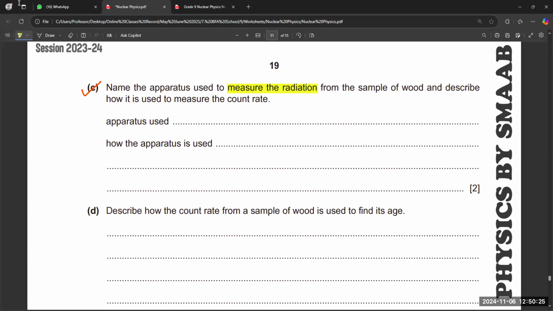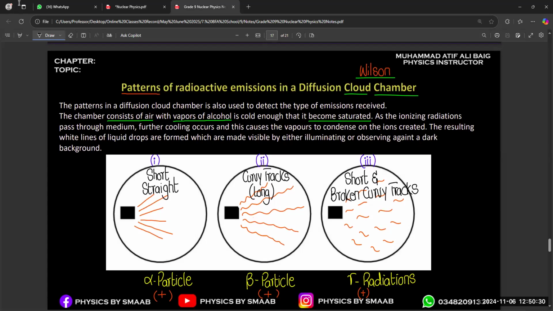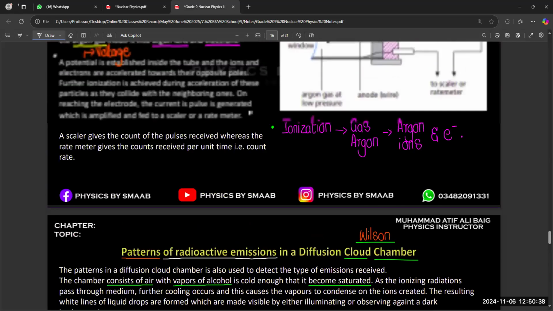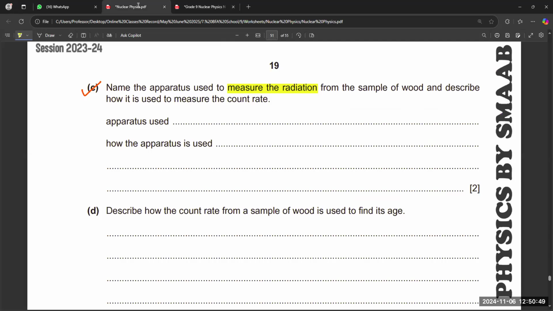Because in the GM tube and the Wilson cloud chamber, there is only one difference. In the Wilson cloud chamber, we trace the pattern of radioactive emission, whereas in the GM tube, we are measuring the count rate of the radioactive particles coming into the tube. So for this purpose, because we are measuring the radiation from the sample of the wood, and in the previous part we also worked out the graphical representation, it will be the GM tube.